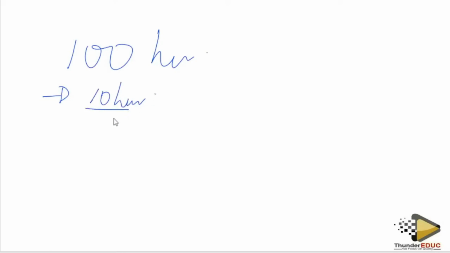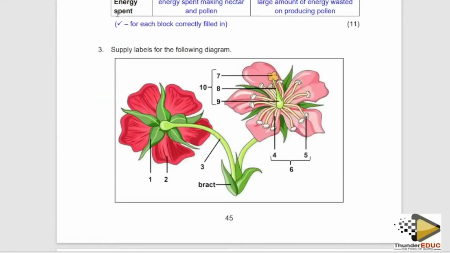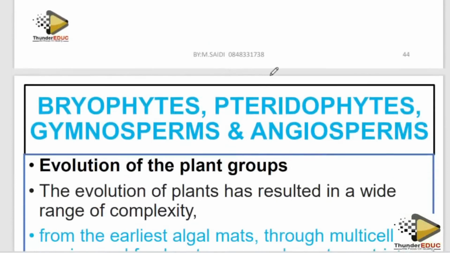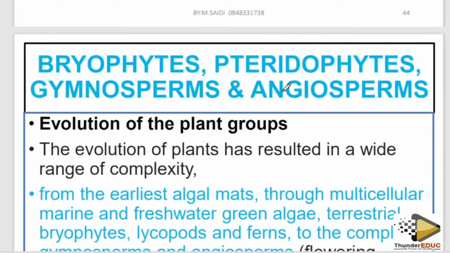It means that now I have 90 hours for the remaining topics. Then when you come to biodiversity, these ones are bryophytes, pteridophytes, gymnosperms, angiosperms. Let me tell you how you're supposed to explain when it comes to this. In most cases, what we expect to find here, first of all, is the properties of this.